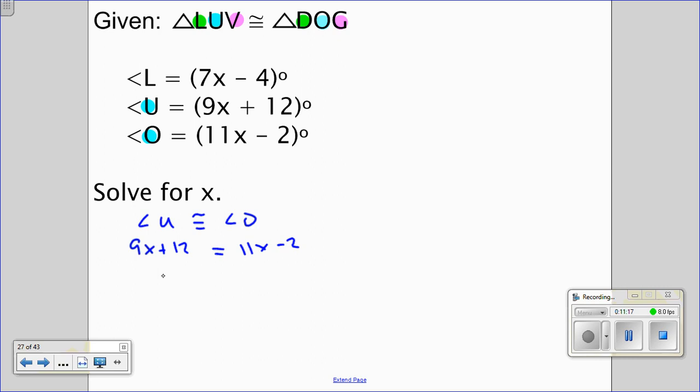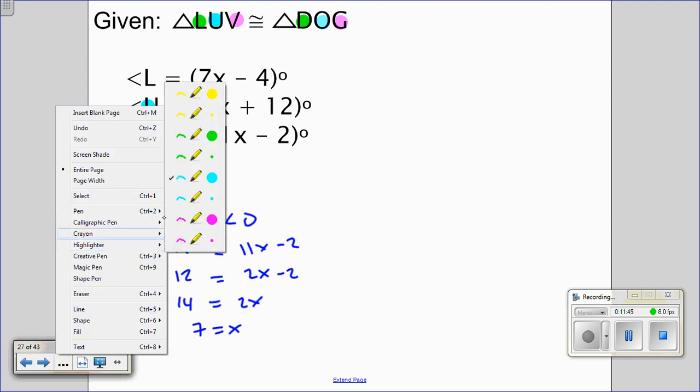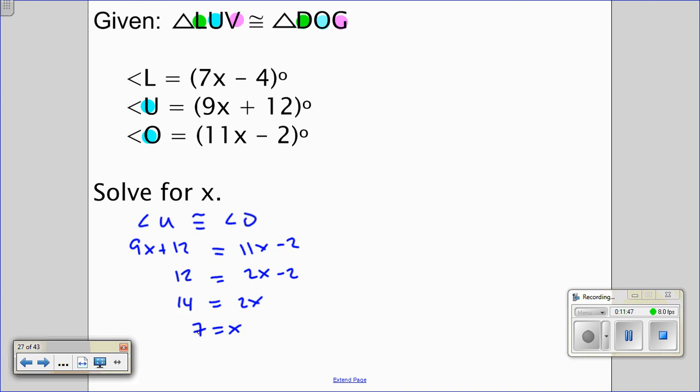First, subtract 9x on both sides. So that'll leave you with 12 equals 2x minus 2. Then add 2 to both sides, which would give you 14 equals 2x. Then divide both sides by 2. So that would give you 7 equals x, or x equals 7.